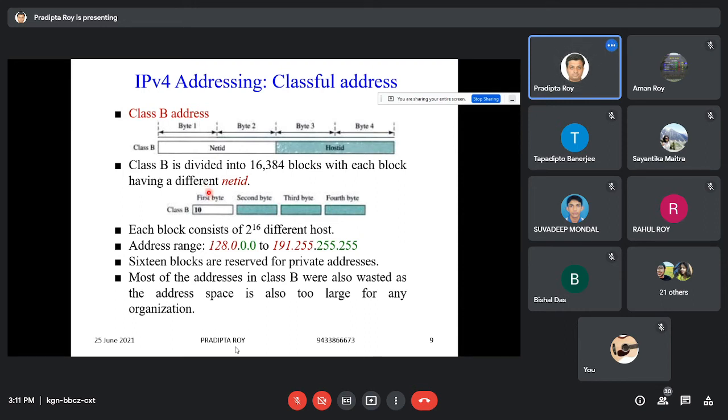So here, as 2 bytes are allotted to the net ID to identify different networks. So 2 bytes means how much? 8 plus 8, 16. Okay, and 2 to the power 16 is equal to? 2 to the power 16 means 16,384. So in class B address, a total of 16,384 blocks are there, with different net IDs.